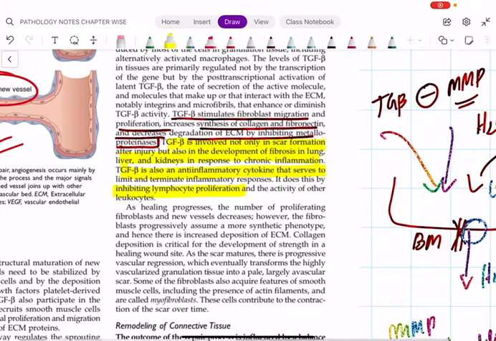Then, as the healing process progresses, what will happen? The fibroblast will be increasing, the new vessels will be decreasing. So there will be increased deposition of the extracellular matrix. And I told you, the collagen deposition is critical for the development of strength in the healing wound site. That means whenever there is more collagen deposition, the wound will be more strengthened. Fine?